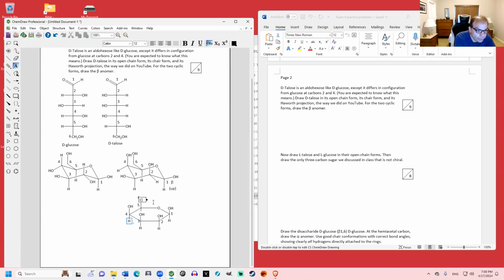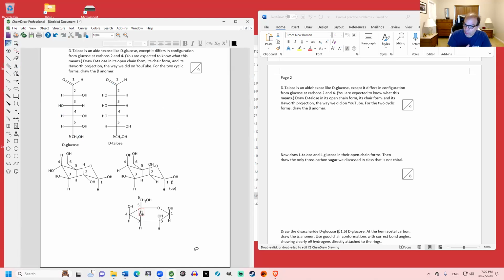The CH2OH group on carbon 5 is always up if you have a D sugar. And I'm having trouble fitting that in. We'll do it like this. There's our hydrogen. So that's what the Haworth projection would look like.